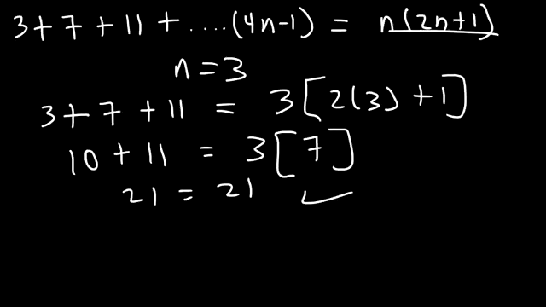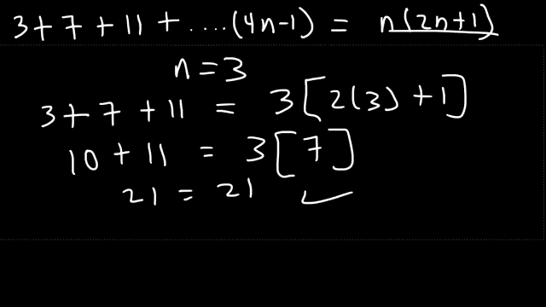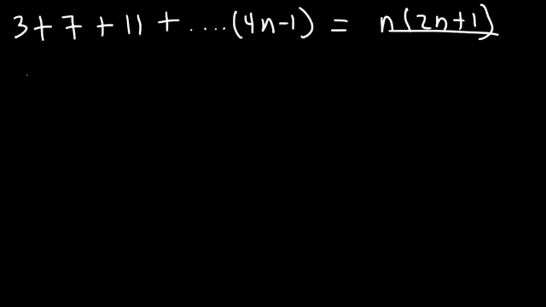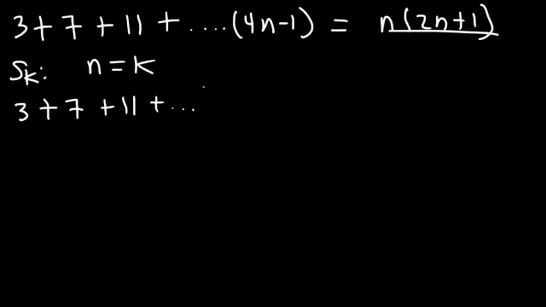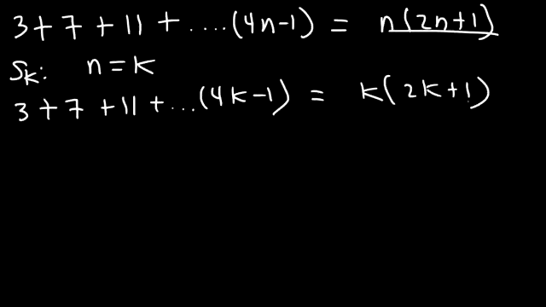So what we're going to do is use a letter k. We're going to assume that it's true when n is equal to k. So let's replace n with k. So it's going to be 3 plus 7 plus 11 plus 4k minus 1. And we're going to assume that this is true. Our task is to prove that the next term is going to be true, and that is when n is equal to k plus 1.